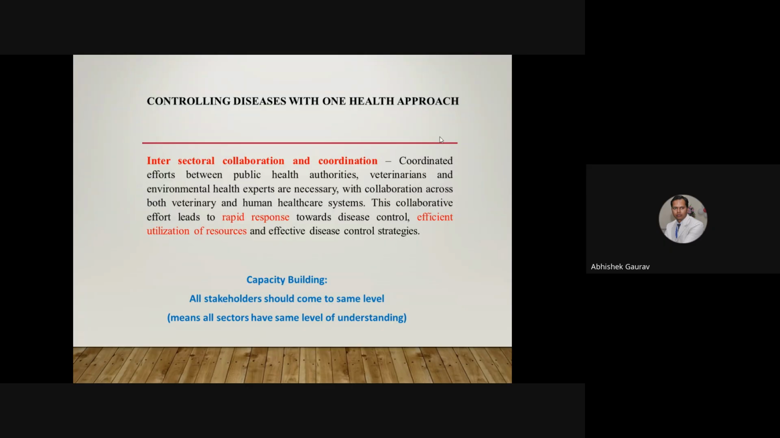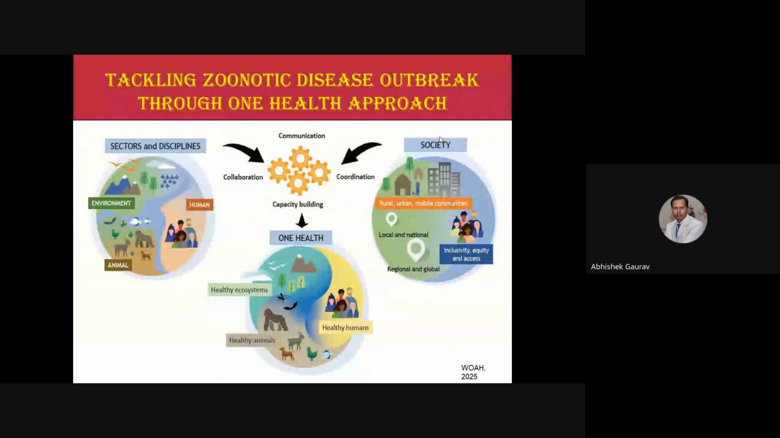Then capacity building. Capacity building means all the stakeholders should come to the same level. Suppose I am a veterinarian and I don't have a proper disease reporting system, then how will I collaborate with the medical side? First of all, we have to raise our standards so that we can be at par with the medical. So capacity building is very important because all the sectors, be it environment or something, they must come to the same level of understanding. Then only we can collaborate. Otherwise, it is difficult to collaborate.